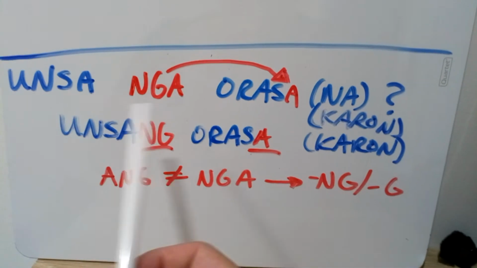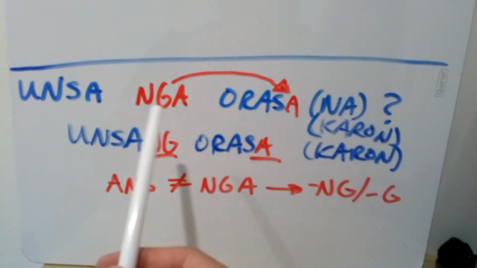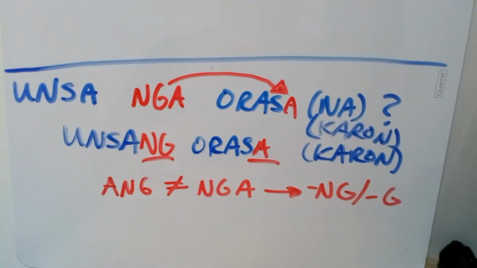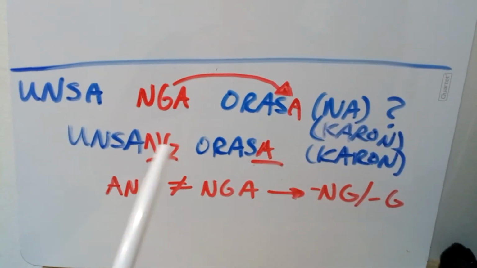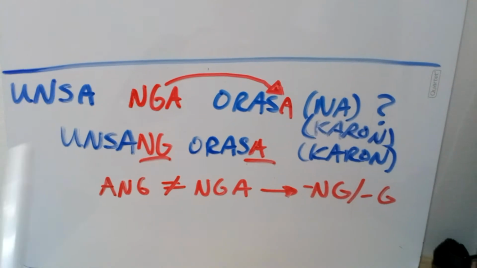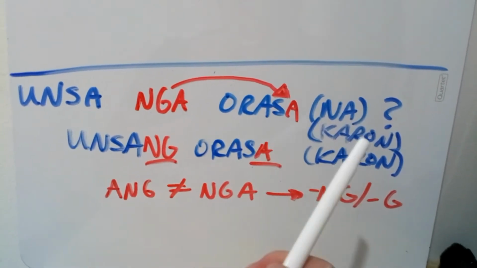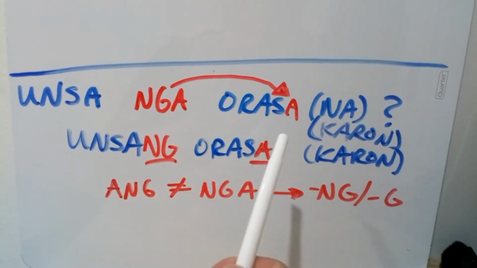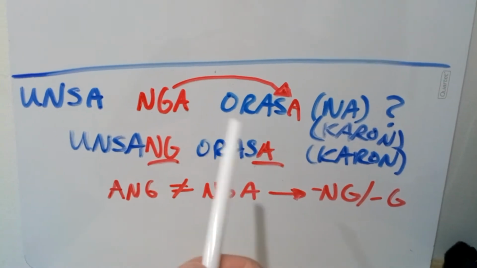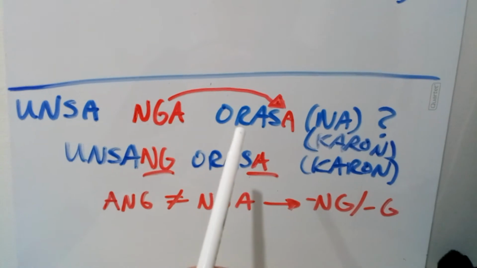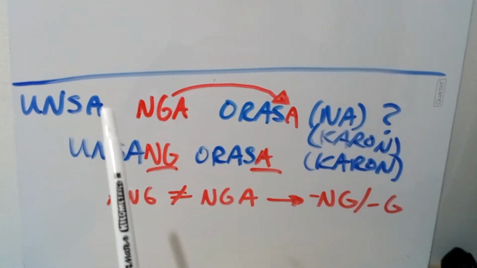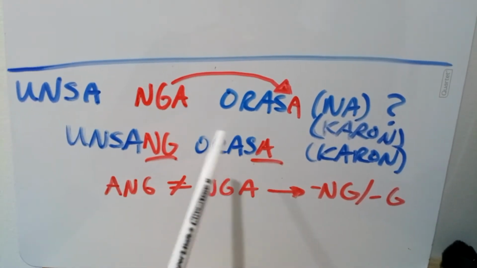But here on the second one, when we have this "nga" instead of an "ang," this is showing specificity. It's more specific now. It's showing something more specified. "Unsa nga orasa." What specific time? Before we talk about specificity, let's check the grammatical construction of this.